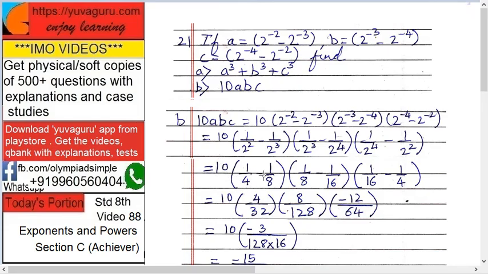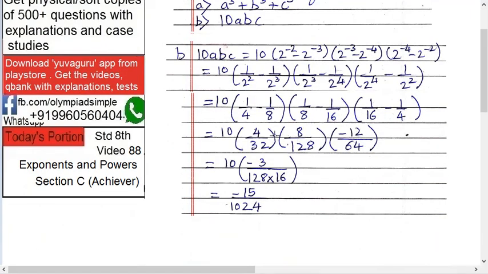Okay, next solve this then. 1 upon 4 minus 1 upon 8, 1 upon 8 minus 1 upon 16, 1 upon 16 minus 1 upon 4, everything into. So solve this. 4 upon 32, 8 upon 128, and minus 12 upon 64. Again solve this. Many of them get cancelled with each other. So what remains is 10 into minus 3 upon 128 into 16.